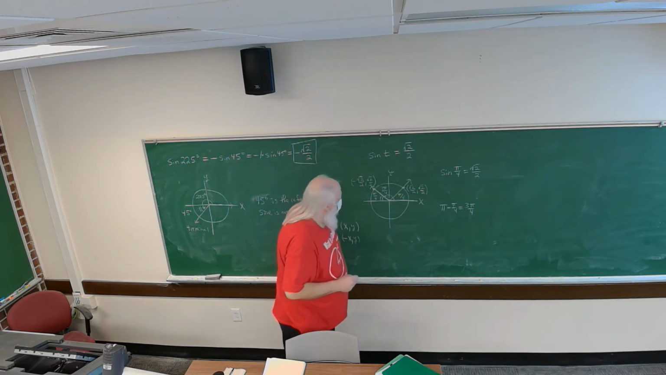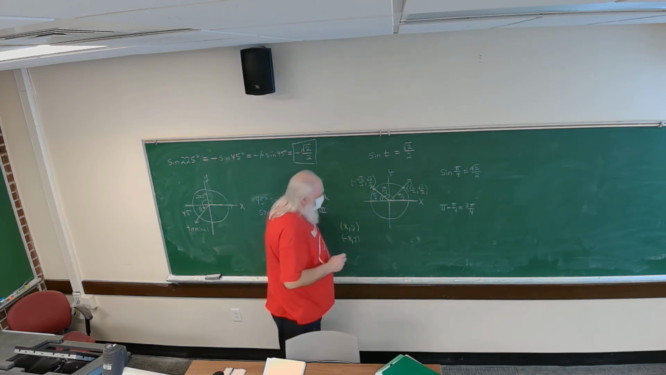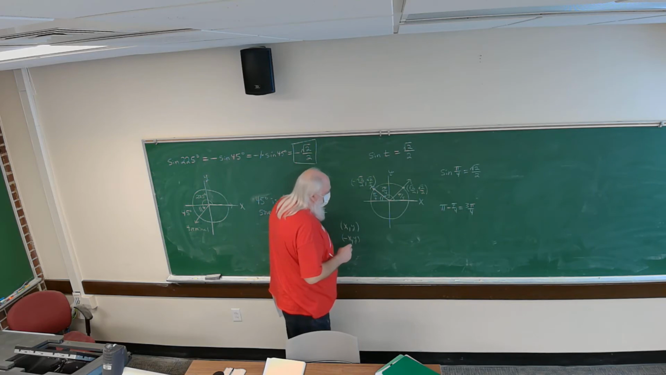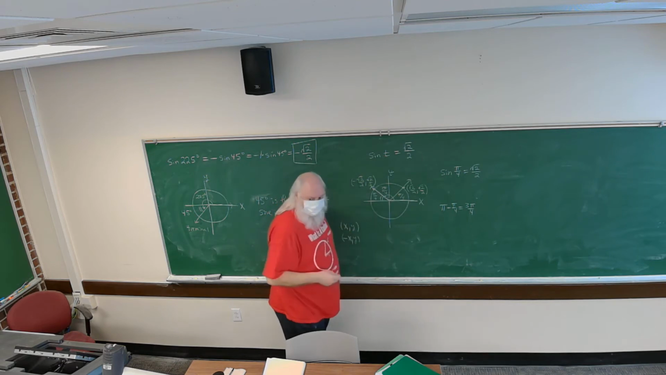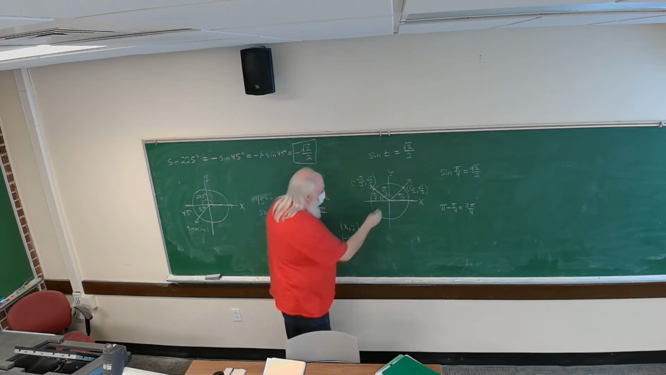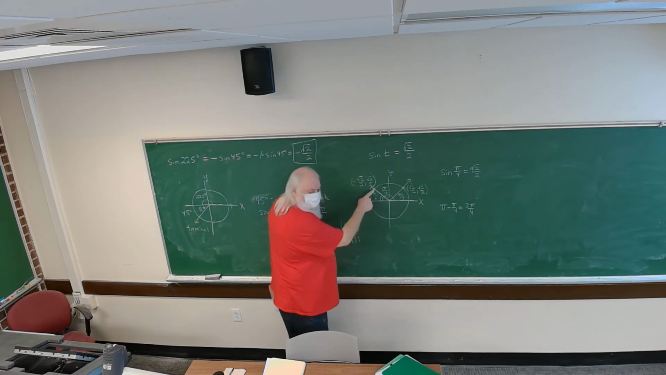Can you explain that again? Okay, which part? This point is symmetric to this point across the y-axis. Okay. The terminal side of an angle goes through that point. Okay, this is the terminal side that goes through that point.